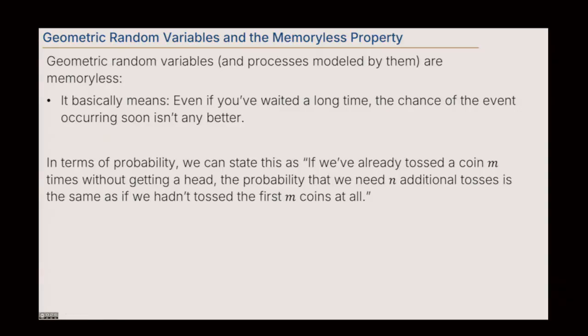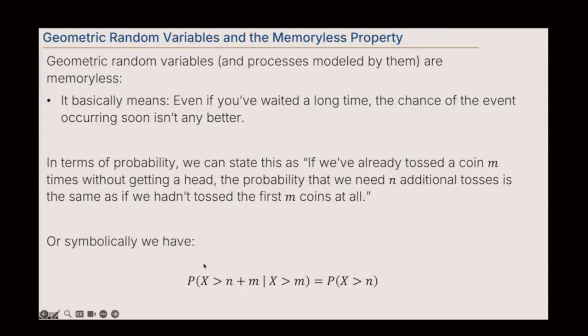In terms of probability, we can state this as: we've already tossed a coin m times without getting heads. The probability that we need n additional tosses is the same as if we hadn't tossed the coin at all. So you can pretend I haven't done any of the experiment. That's what memorylessness means. Symbolically, suppose I've already had to flip at least m times. The probability that I need to flip more than n plus m times is the same as if I hadn't flipped at all. I could ignore this fact. Knowing that I flipped m times doesn't affect what's going to happen in the future.